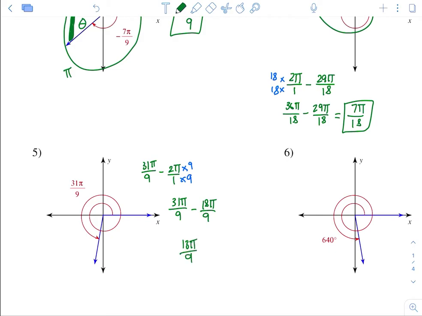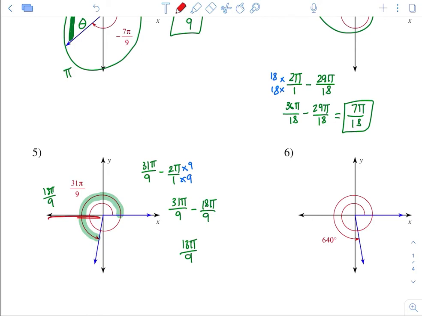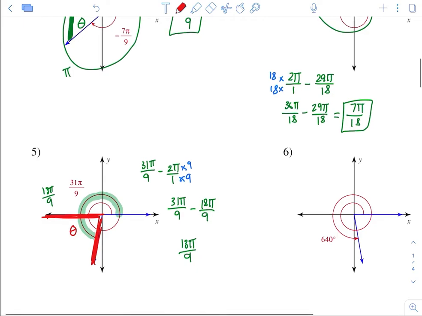Okay, so we know this amount right there is 13 pi over 9. So we still have to find the reference angle, right? The reference angle is this angle, or this x-axis with this terminal side. So we are trying to find that angle measurement right there. Well, we know that's 13 pi over 9, the whole thing.